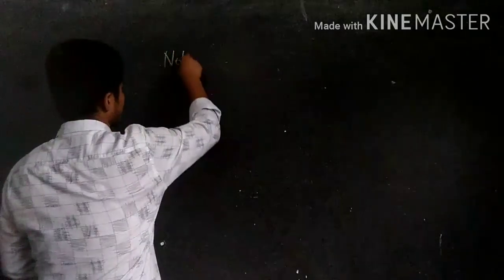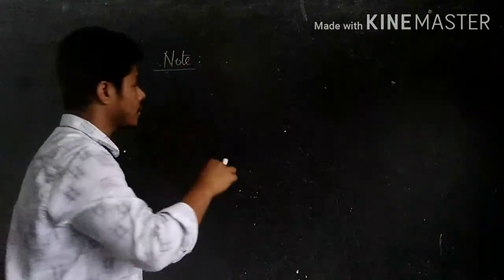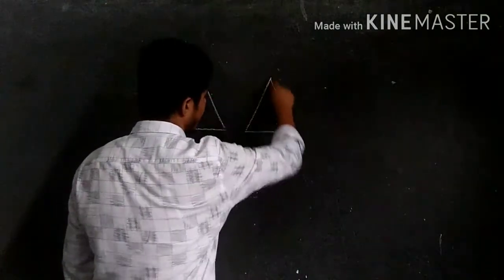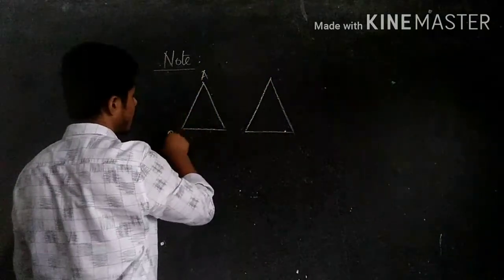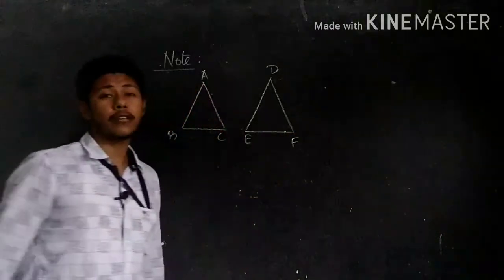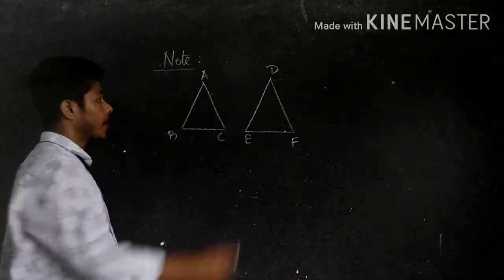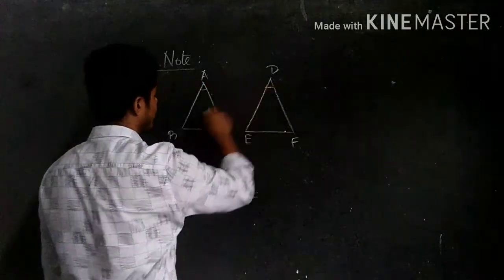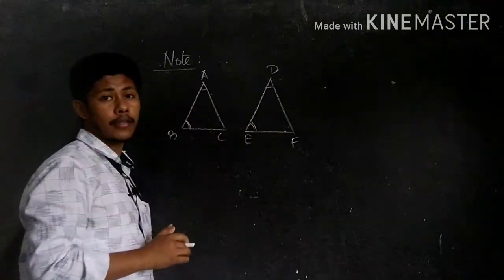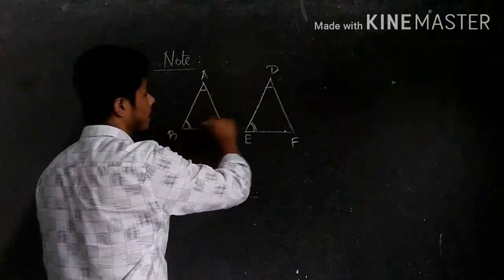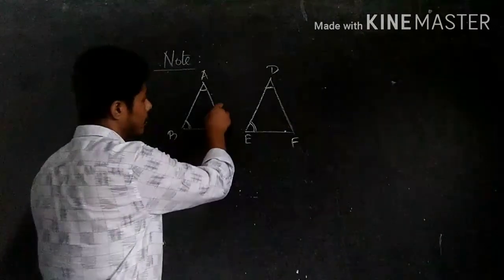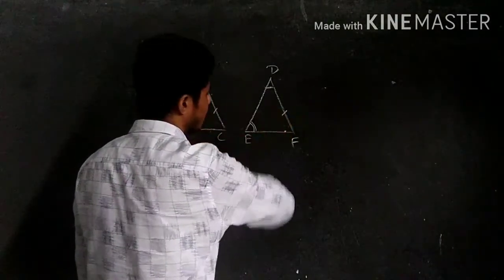Now let's take a note. So in this note, just you see this one. Suppose we consider a triangle ABC, and another triangle DEF. These two triangles we consider. Now in these two triangles, suppose angle A is equal to angle D as well as angle B is equal to angle E. Is it clear? And now in this case we consider the side, suppose AC is equal to DF.